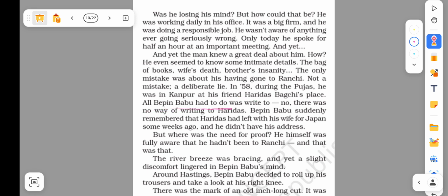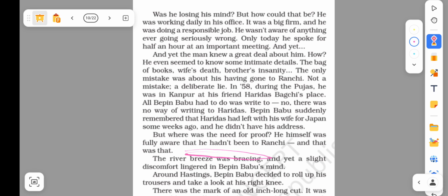All Bipin Babu had to do was write to Haridas. There was no way of writing to Haridas. Bipin Babu suddenly remembered that Haridas had left with his wife for Japan some weeks ago and he didn't have his address. But where was the need for proof?